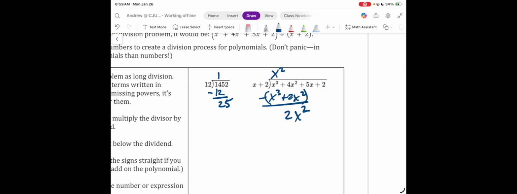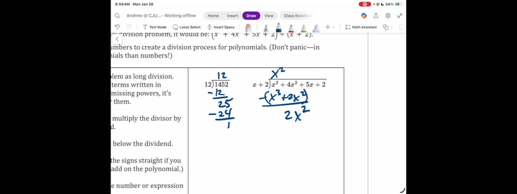Now, we subtract both of these. See, back in elementary school, when we subtracted 12, we actually subtracted 10 and 2. Well, we do the same thing here. The x cubes cancel out. We get 4 minus 2x squared, that's 2x squared. Back in elementary school, what you then did is you brought down the next number. So we're going to bring down the 5, and we're going to ask ourselves the same question. 12 times what is 25? That would be 2. 2 times 12 is 24. We have a 1.